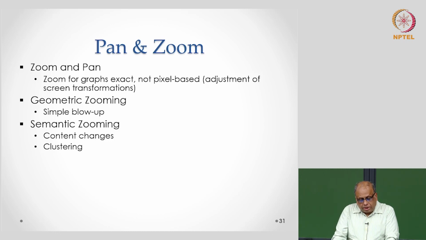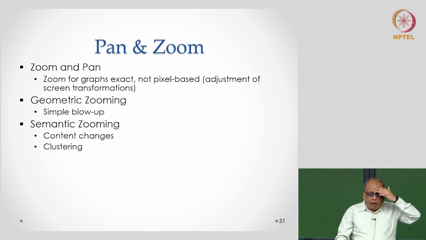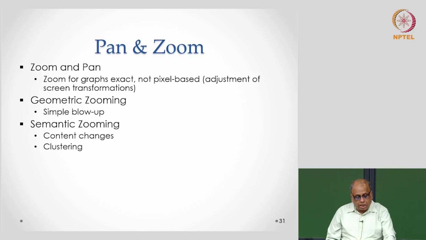Another thing that you can do for interaction is pan and zoom. If you have a large visualization which does not fit on the screen, you can pan and zoom so that you can get a better understanding of the overall structure. Geometric zoom is a simple blow up where you just blow up the data as you move further down, or you can have semantic zoom, where the zooming is based on some content change. For example, with clusters, if you have a cluster at a high level, when you zoom you can see the content of the cluster.